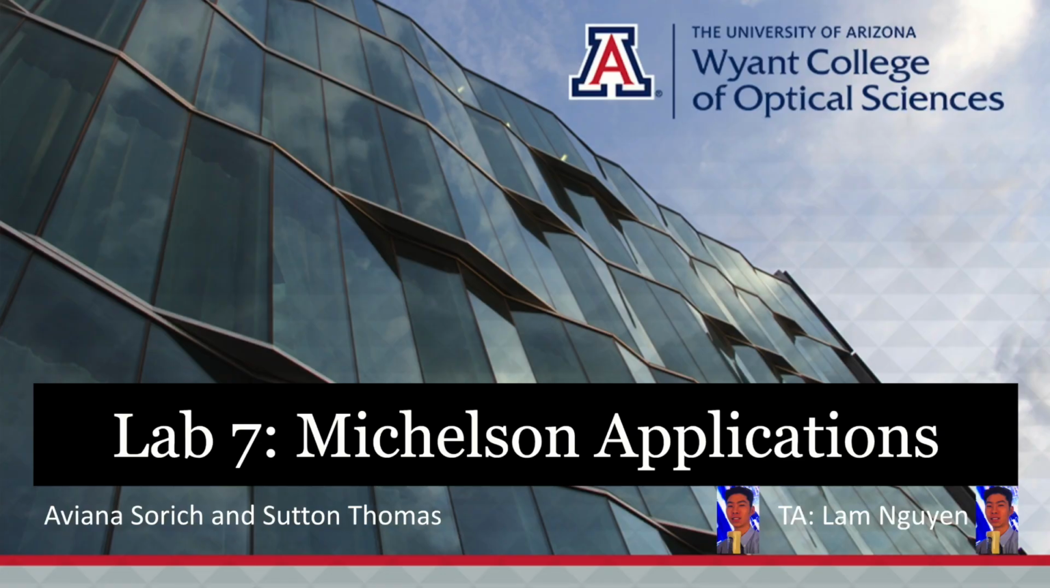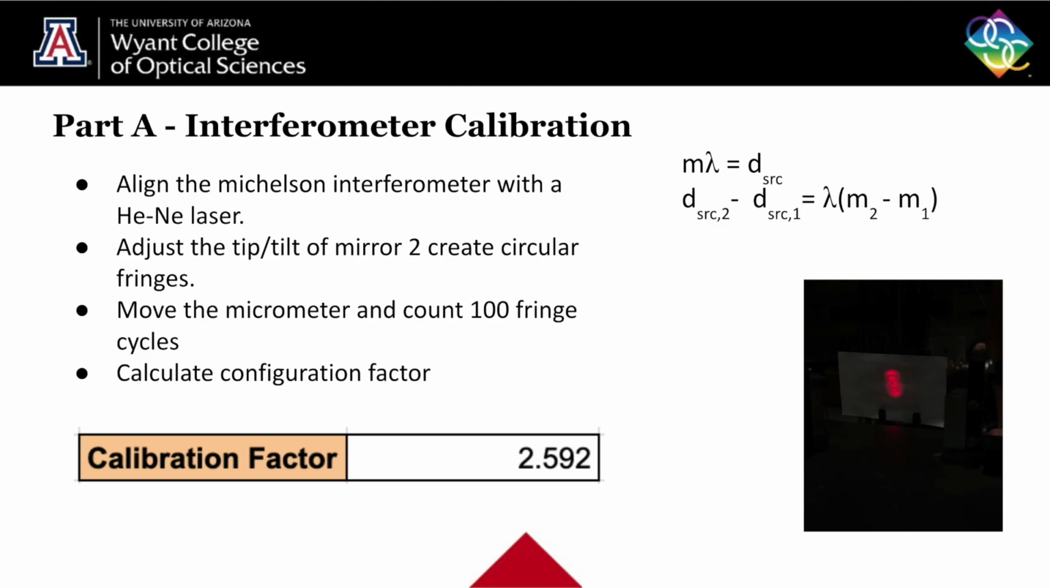This is Lab 7, Michelson Applications, and our TA is Lum. For the interferometer calibration in Part A, we started by aligning the Michelson interferometer with a helium-neon laser and displaying the output on a white index card. We then adjusted the tip tilt of mirror 2 to create circular fringes. Circular fringes occur when mirror 1 and mirror 2 are parallel to one another.